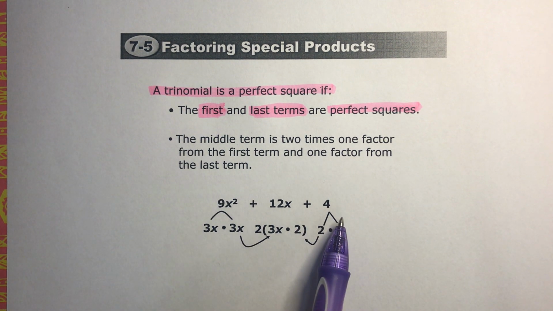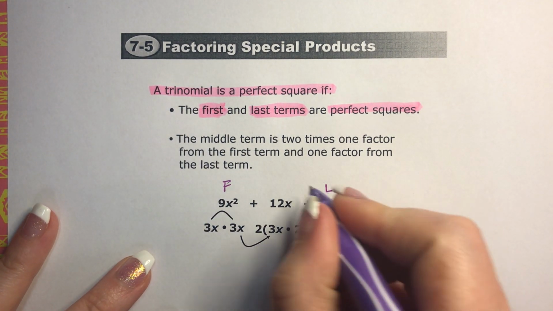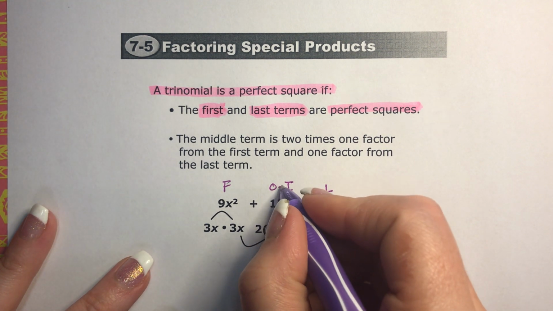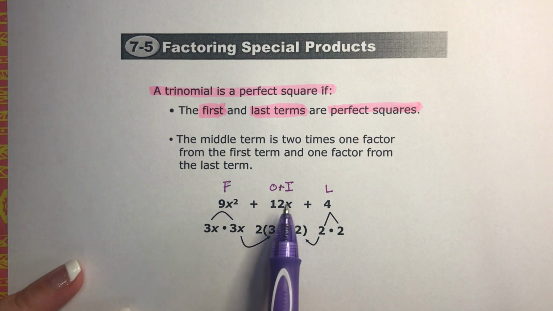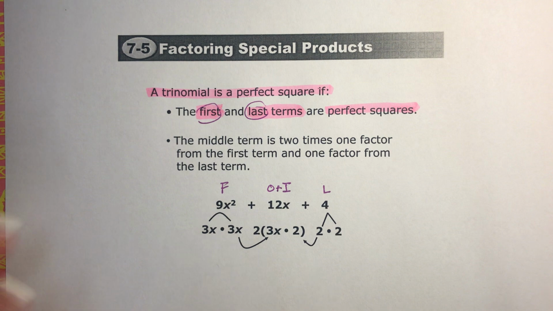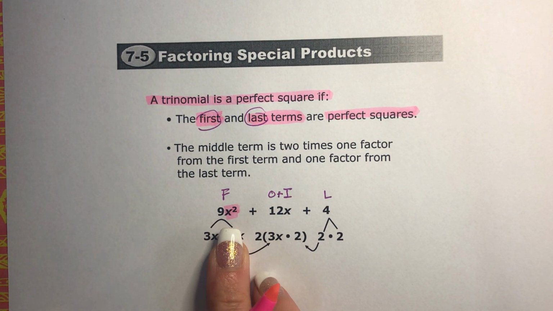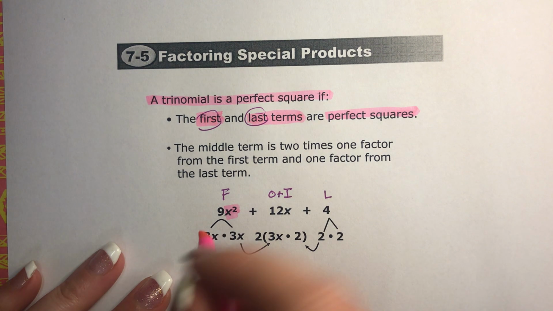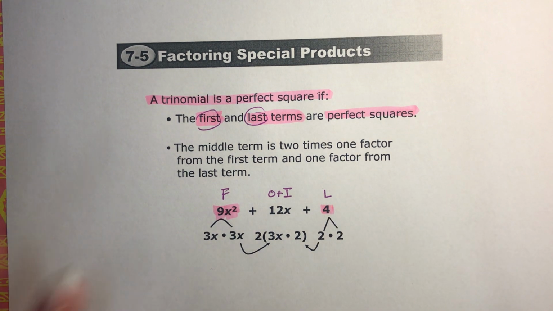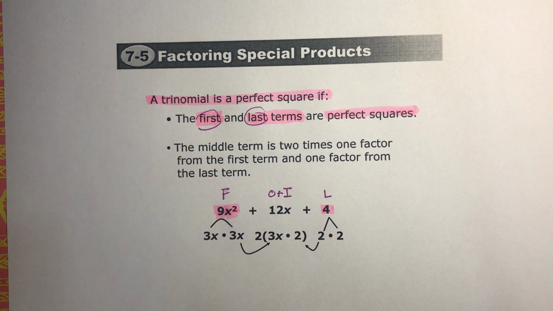But when you see something like this, this is the first, and this is the last, and this is the combination of the outside and inside, and we know because it's positive, we're going to be adding the outside and the inside together to get this term, right? So what this says is the first and the last term have to be perfect squares. If you look here, this x squared is a square. x times x is x squared. But 9 is also a squared number, so that works. And you look at the last, 4 is a squared number, so that's great. So these are both perfect squares, 9x squared and 4.